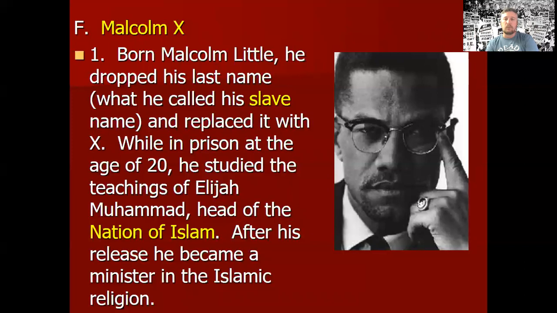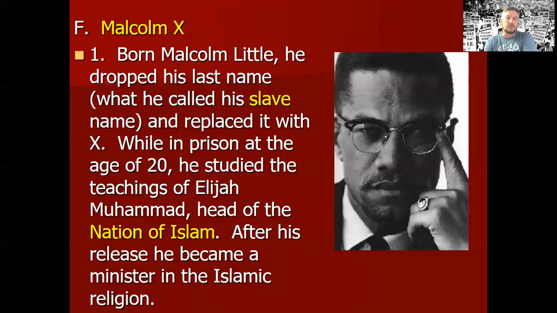Malcolm X, born Malcolm Little, did change his name because he believed that it represented his slave name. He changed his name to Malcolm X. He had a very rough upbringing. He was in and out of jail most of his young life. When he was 20 years old, he went to prison and began studying a group called the Nation of Islam, and it was led by a man named Elijah Muhammad.